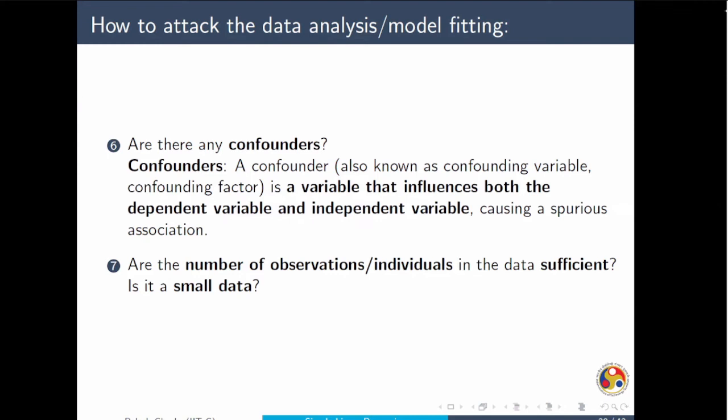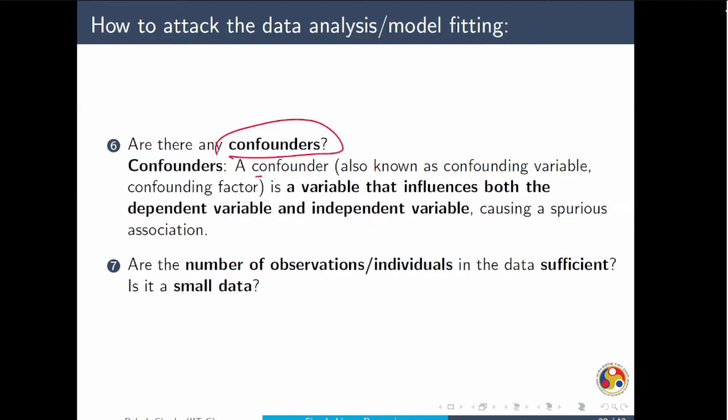So that means where you are taking the sample from is not actually representative of the population because of that one point. You need to take care of whether the sample is actually representative of the population or not. Otherwise, you will not be able to answer any question, irrespective of regression model, any model. Are there any confounders? So what is a confounder?